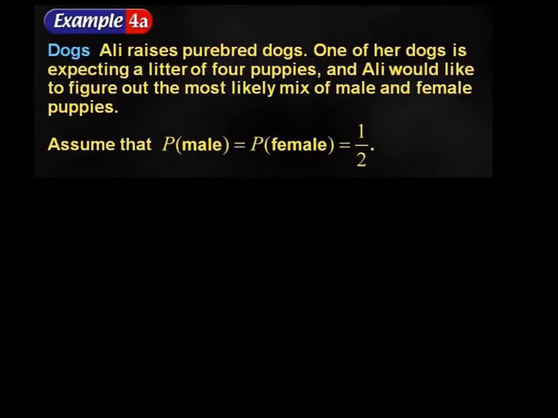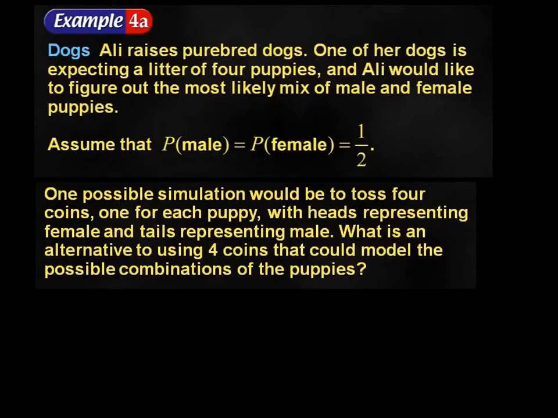Allie raises purebred dogs. One of her dogs is expecting a litter of 4 puppies, and Allie would like to figure out the most likely mix of male and female puppies. First, assume that the probability of male and the probability of female both equal 1/2. A common simulation for things that are equally likely, with only 2 outcomes, would be to toss 4 coins, or 1 coin 4 times, 1 for each puppy, with heads representing female and tails representing male.